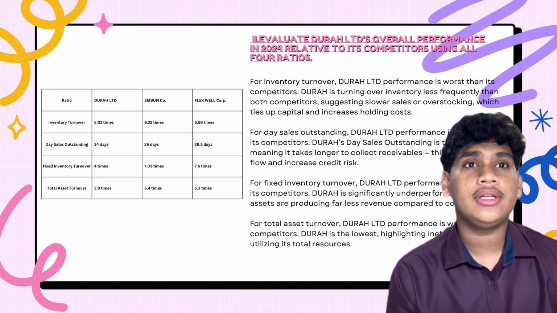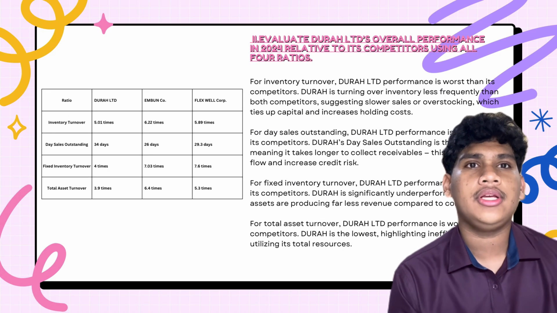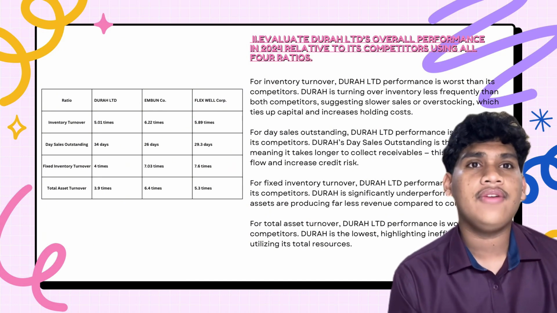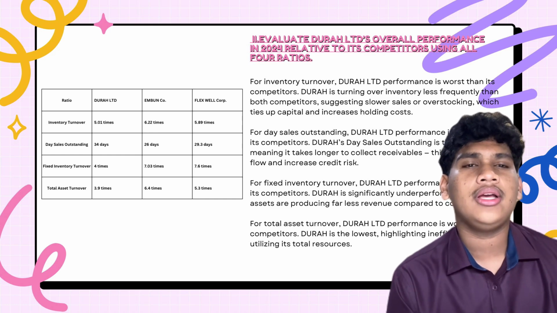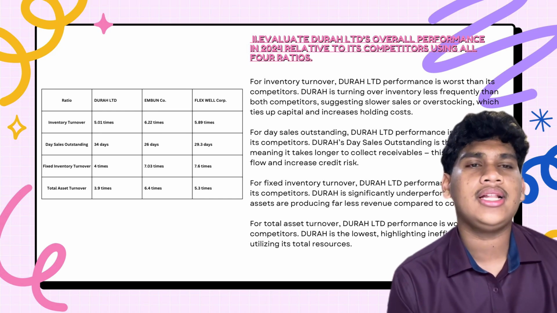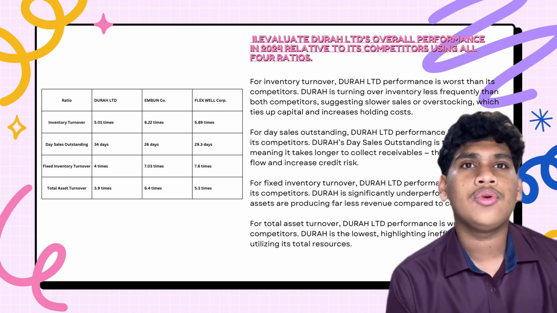For second question, evaluate Dura overall performance in 2024 relative to its competitors using all 4 ratios. First, concerning inventory turnover, Dura Ltd marked 5.01 times, which is lower than Embon and Flexwell. It appears that Dura is lower compared to its competitors, which may mean slower sales or that it cannot sell goods as efficiently, which also means lower inventory movement.